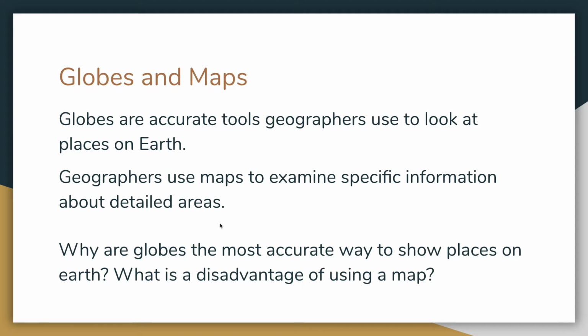Now, why are globes the most accurate way to show places on Earth? Because they're not distorted. They actually show the real shape. What's a disadvantage of using a map? Well, maps can be distorted, therefore not giving you accurate information in terms of the actual distance or the shape of certain things. However, maps have a huge advantage in terms of being able to be very much so specialized or focus in on a smaller area with specific information.